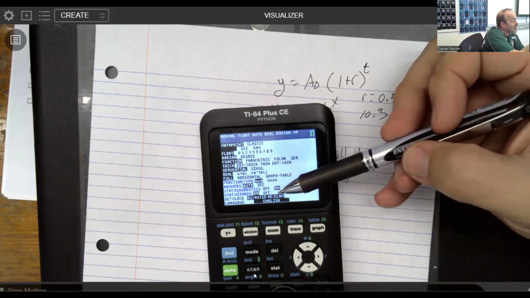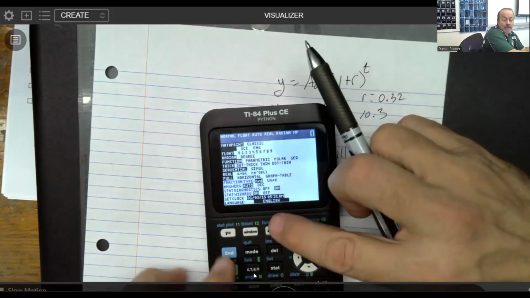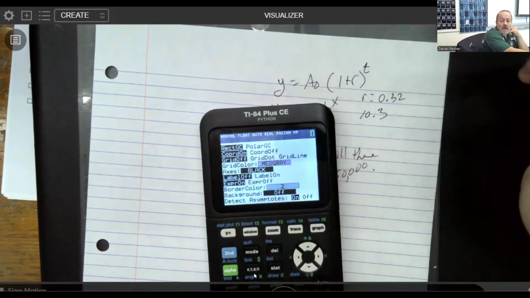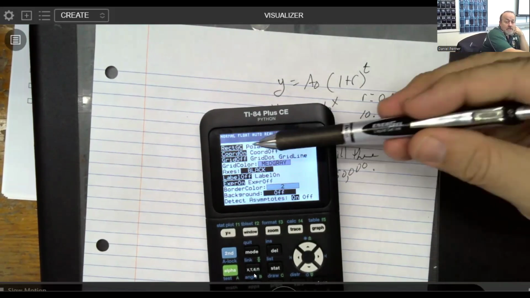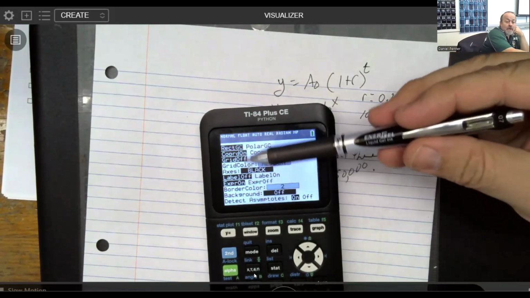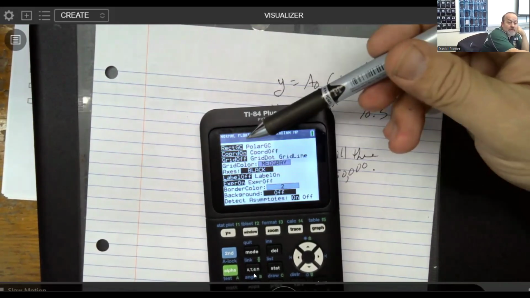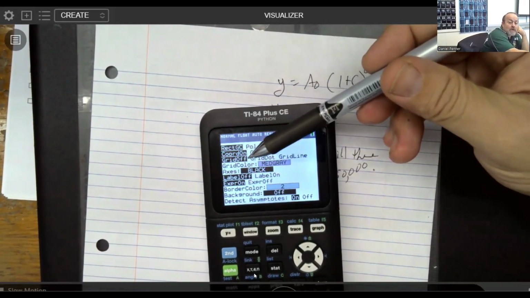Also, if you're looking at it and it's not giving you some axis or something like that, as it turns out, there's a format button above Zoom. That's another place where things get kind of wonky sometimes. So this is about how it should be set up. You should be in rectangular, not polar. That's for later. You probably want your coordinates on.